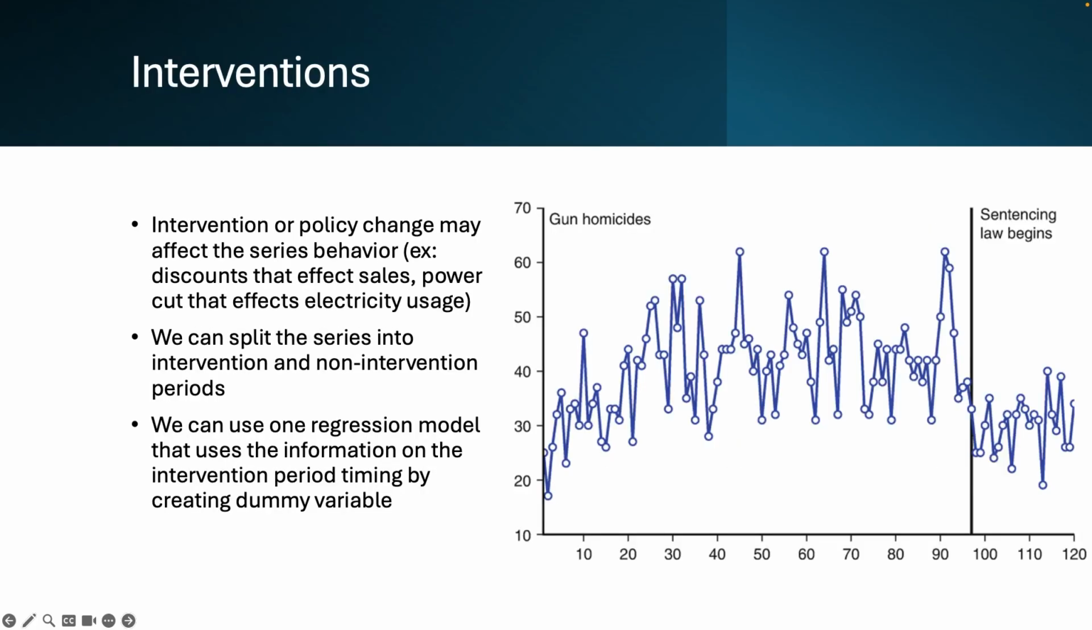The third thing that could happen in our data set is having some intervention that affects our data.